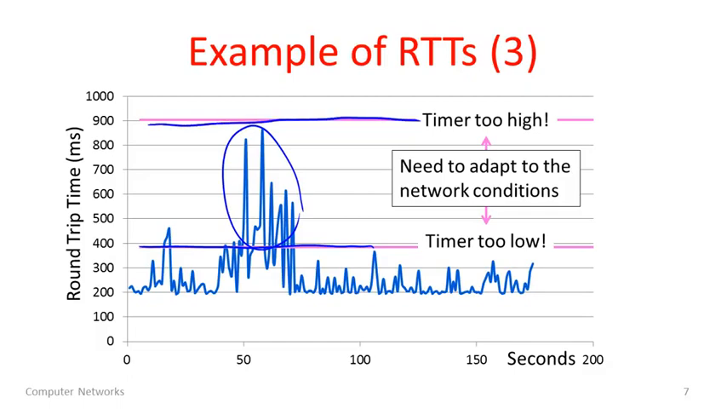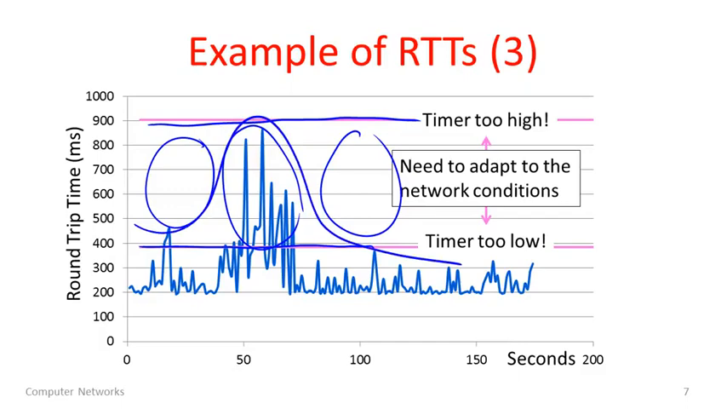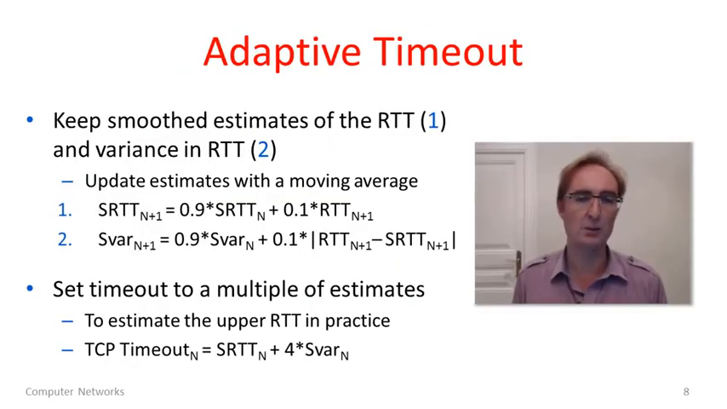On the other hand, if we set our timeout to the maximum we see over a period of time, then if a packet is lost for some reason, like corruption, we're really spending a lot of unnecessary time deciding that something has happened to that packet. So neither of these is good. What we would like to do is adapt our choice of timeout to the actual network conditions. So over time, we would like to move from low to high, back to low again. That's what we want to do.